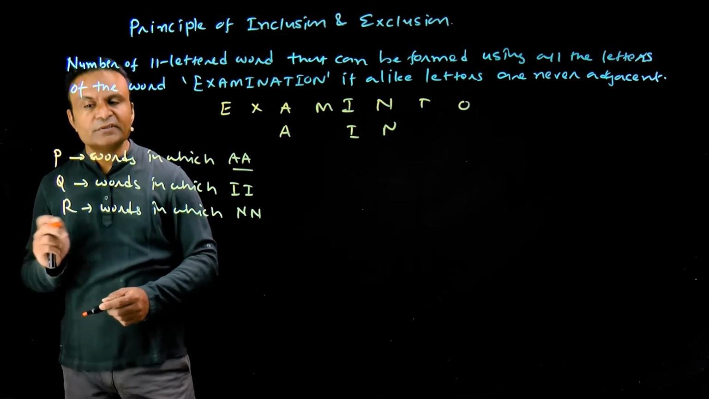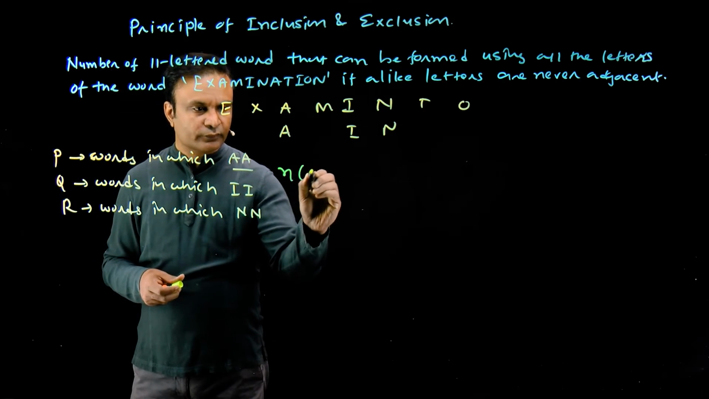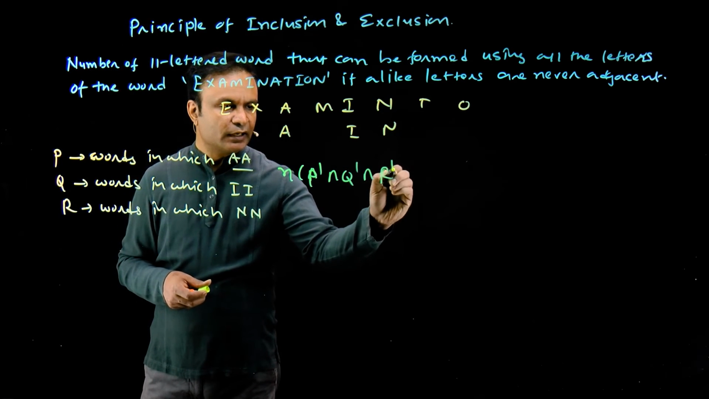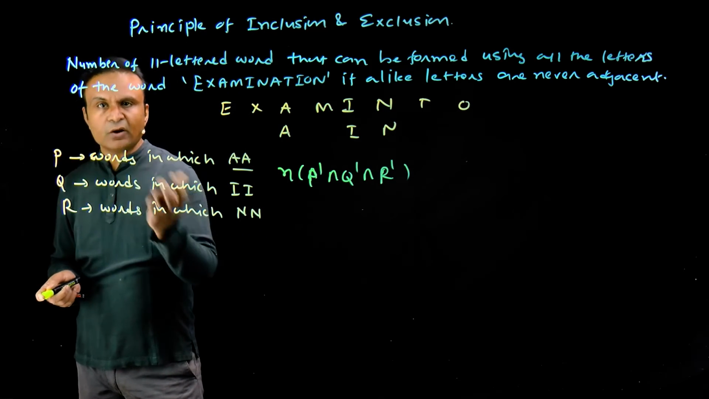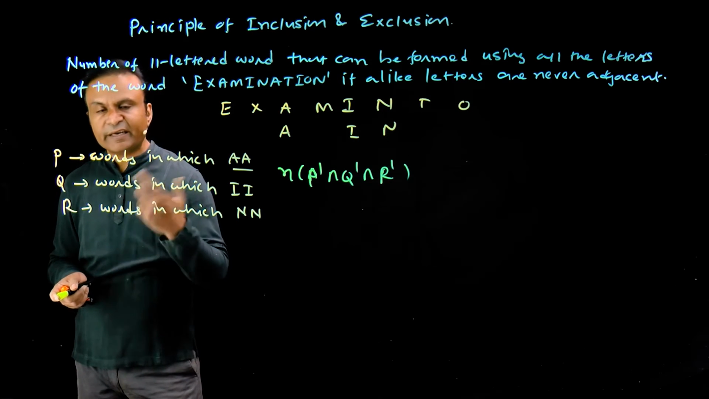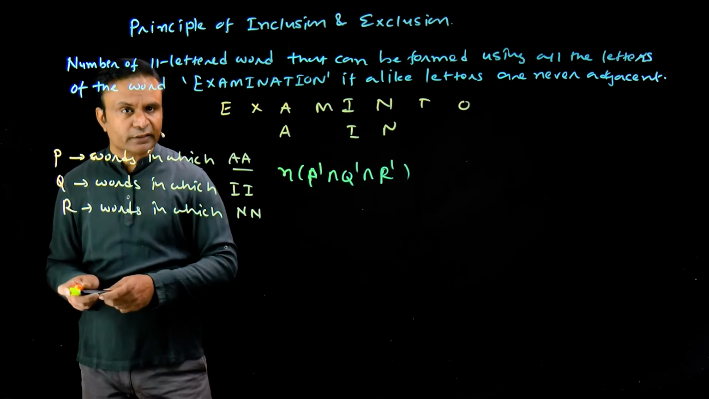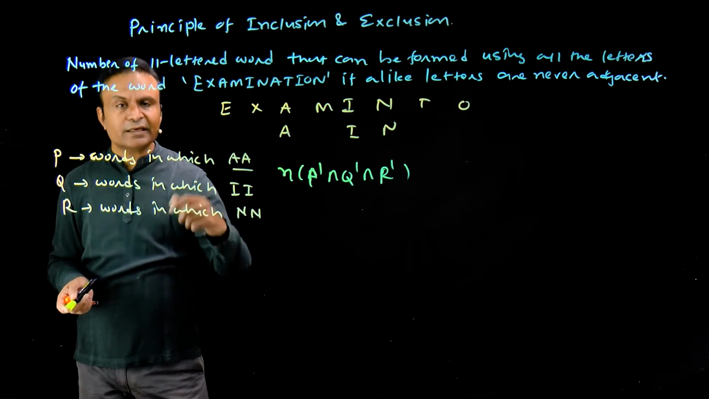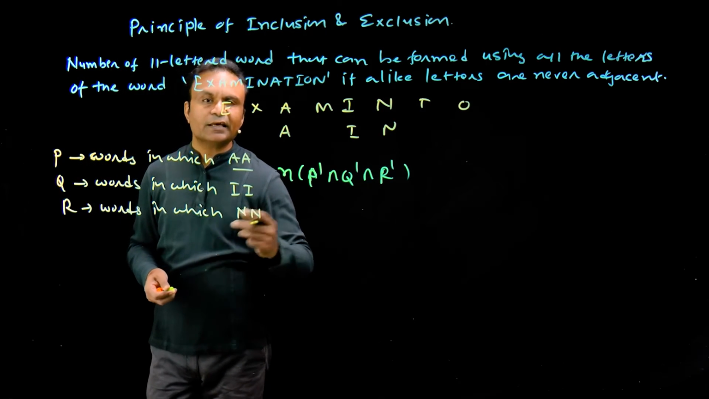Now I want words in which A are not adjacent, I are not adjacent, and N are not adjacent. That means I want elements in this set P dash intersection Q dash intersection R dash. P Q R में से कुछ भी नहीं होना चाहिए. इसका मतलब P का कॉम्प्लीमेंट. P सेट कौन सा है? वर्ड्स इन विच A अकरिंग टुगेदर. तो P डैश क्या हो जाएगा? उसका कॉम्प्लीमेंट होगा जिसमें वर्ड्स कौन से होंगे? जिसमें A साथ में नहीं आएंगे. सिमिलरली Q dash is a set of words in which I's are not occurring together, and R dash is a set of words in which N's are not occurring together.